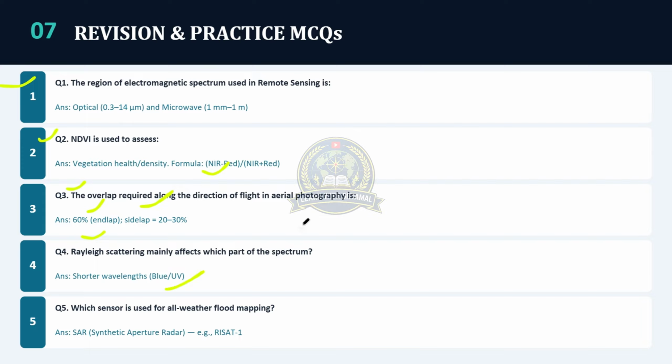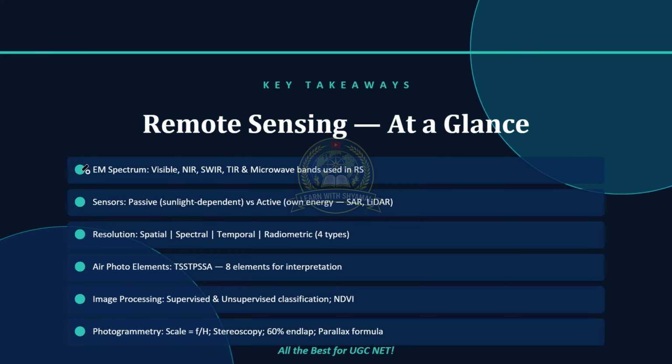Which sensor is used for all weather flood mapping? SAR, synthetic aperture radar, that is RISAT-1. Okay, EM spectrum: visible, near infrared, SWIR, thermal and microwave bands used in remote sensing. Sensor types: passive depends on sunlight, versus active uses its own energy, SAR leader. Resolution: spectral, spatial, temporal, radiometric, 4 types.